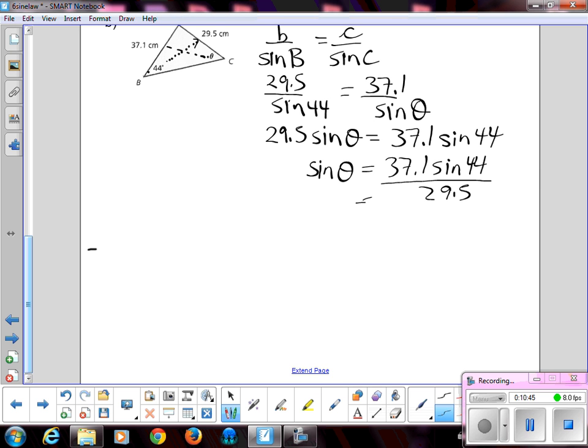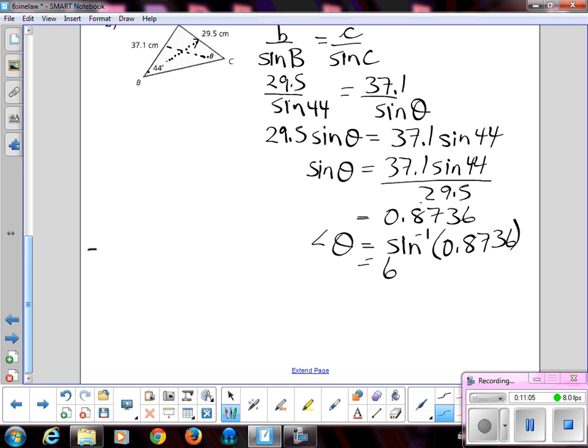Again, we end up with a decimal number, oops, sorry about that, that's too close. We end up with the ratio of 0.8736. So to find angle theta, we take the sine inverse of that lovely decimal for a grand total of 60.9 degrees. Okay, so that's a review of the sine law and a few different ways you can use it. You have fun practicing sine.